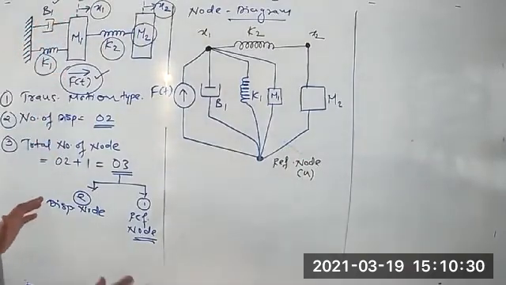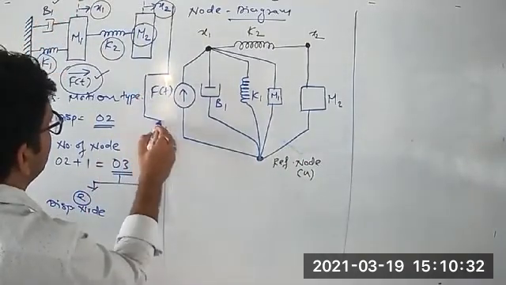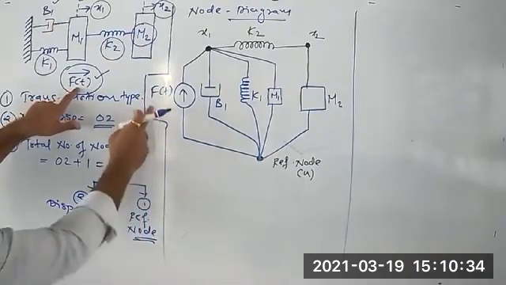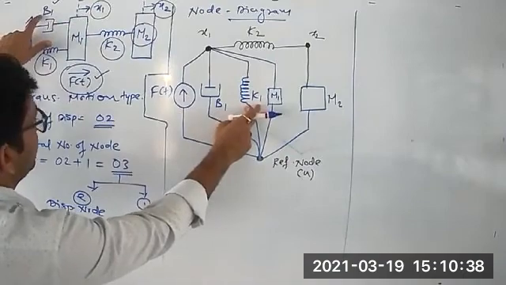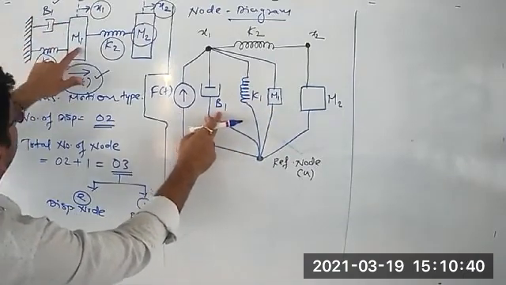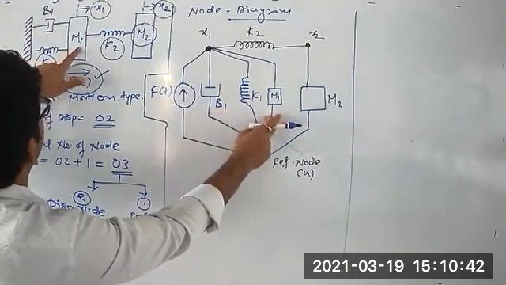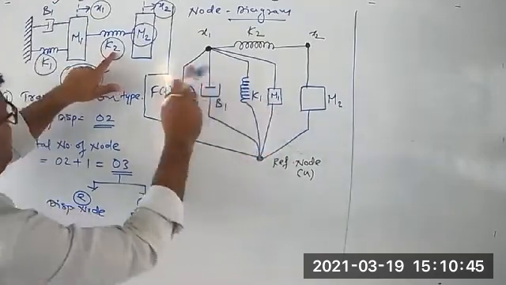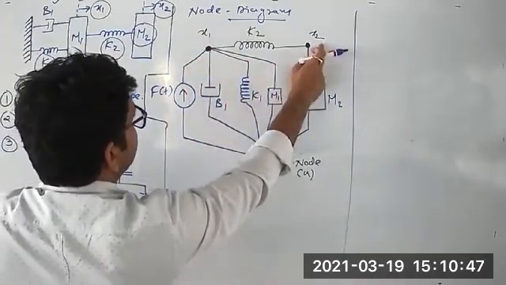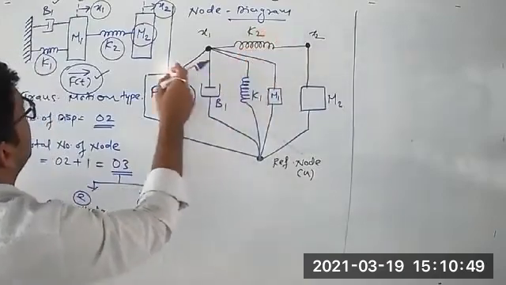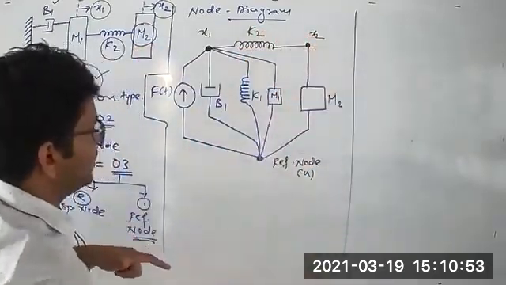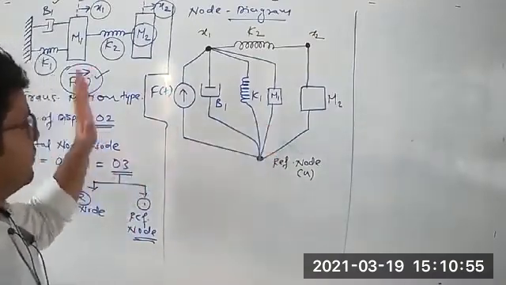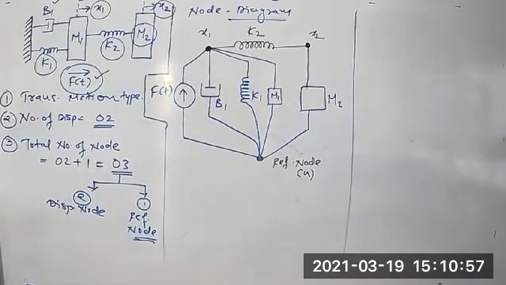Let us check that no component is missed. First we have the input excitation f of t, then spring constant K1, damping coefficient B1 over here, then mass component M1, then between the first displacement and second displacement node, K2, and then M2, which is nothing but the mass component between the second displacement node and the reference node. So this indicates the node diagram for our given mechanical system.